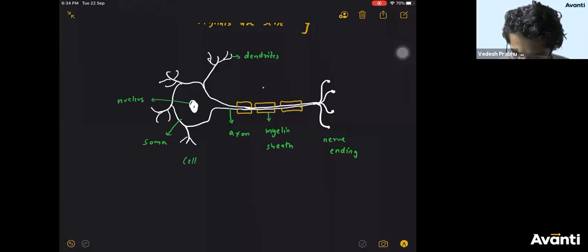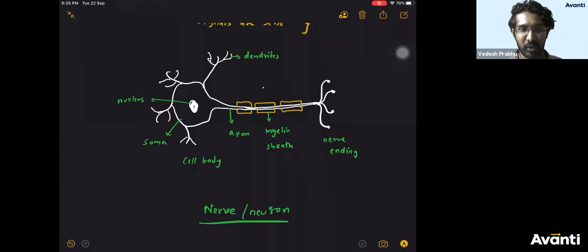Next you have your cell body, this entire thing, and then do not forget to make sure that you write this is a nerve or a neuron. Overall, if you can do this much labeling, that is more than sufficient. In your textbook, a very good diagram is given, so please practice the diagram.